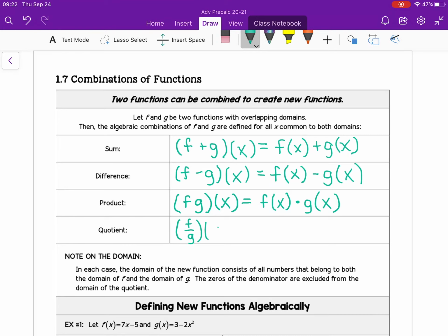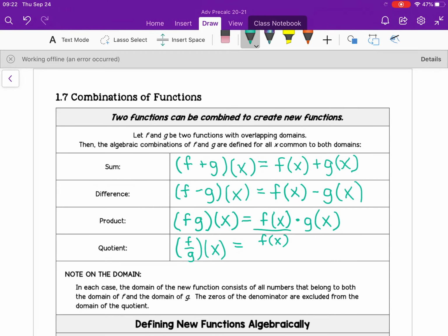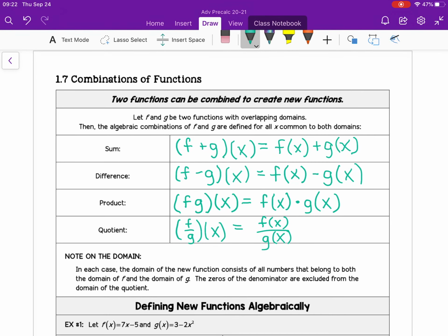All right, so quotient means division. It's the same thing as f of x divided by g of x. F divided by g is different than g divided by f. So 2 divided by 1 is different than 1 divided by 2. One of the answers is 2 and one of the answers is 1/2.